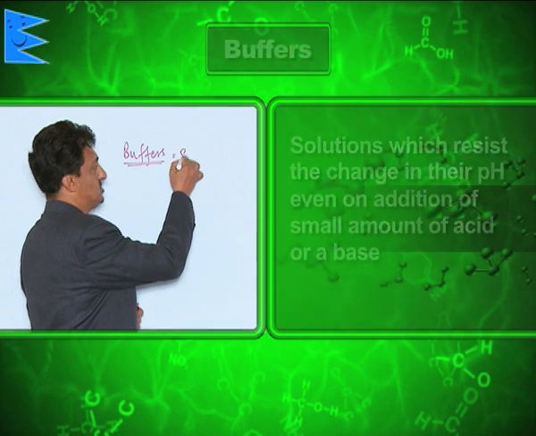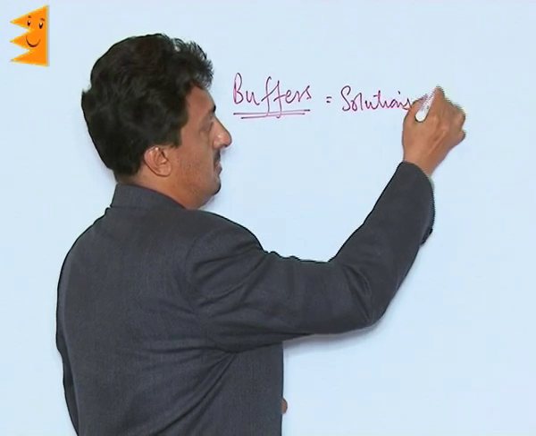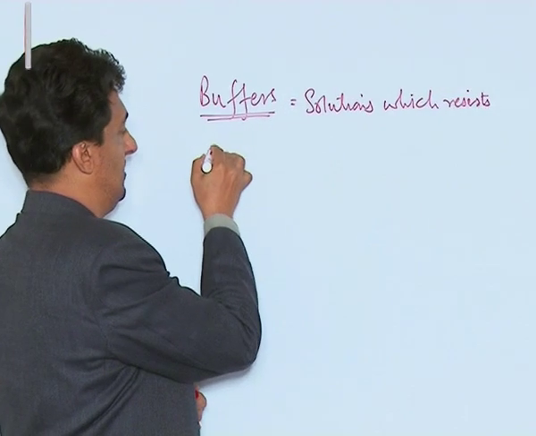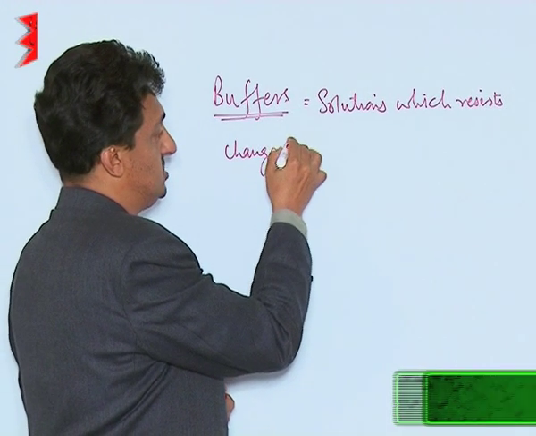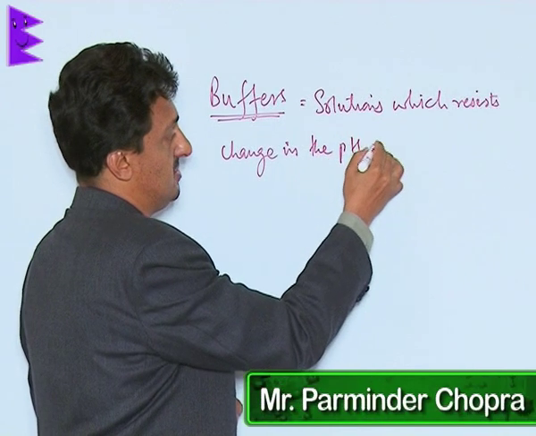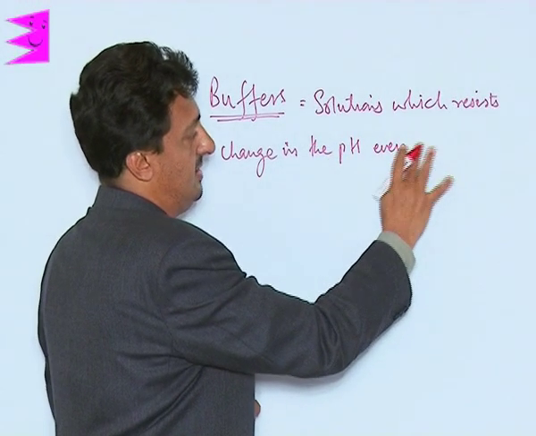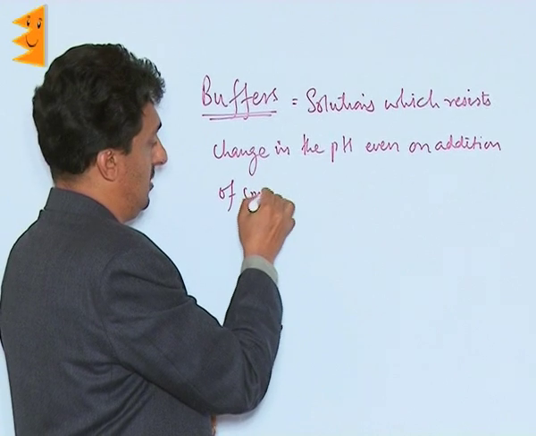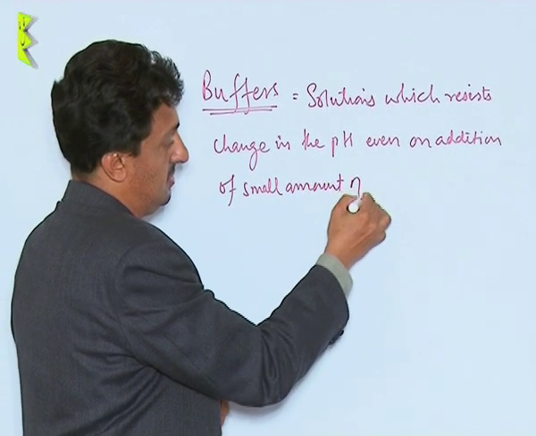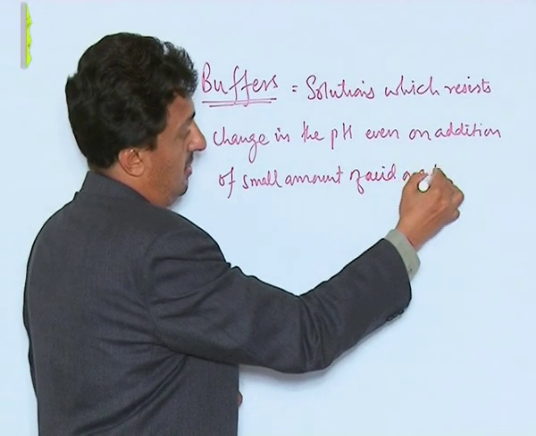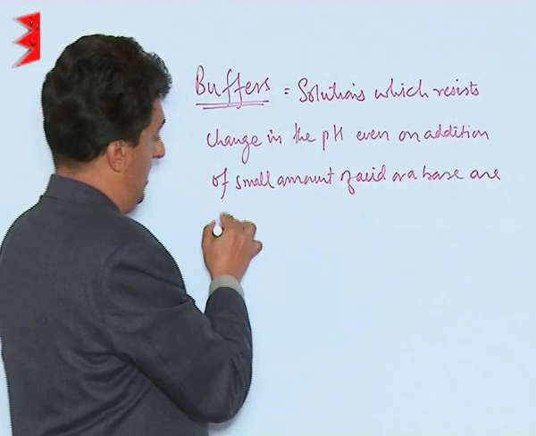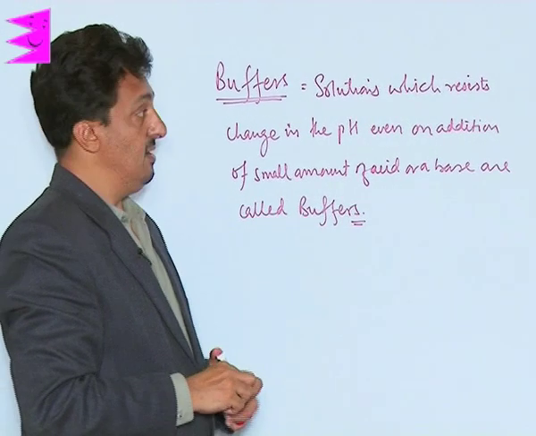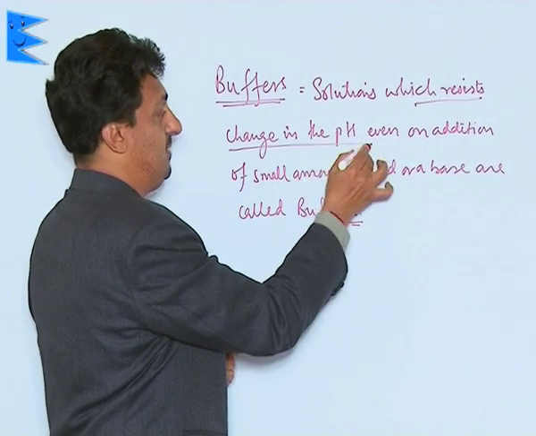So the solutions which resist change in the pH even on addition of a small amount of acid or a base are called buffers, which resist change in their pH.